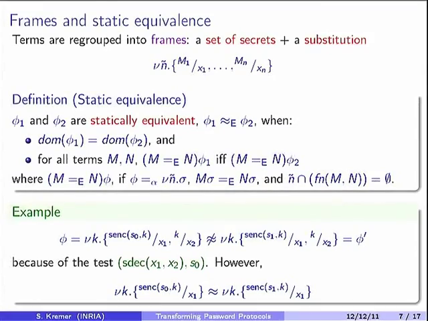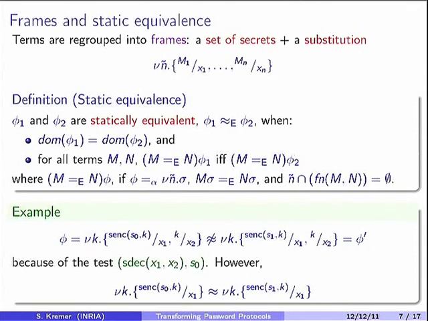So let's look at this little example here. For instance, if I'm taking the sequence where I have an encryption of s0 with a secret key k, so k here is secret, and I'm also explicitly divulging k here through x2. And on the other one, I'm having a different value s1 that is encrypted. Well, then these frames can be distinguished by an easy test: I'm just comparing the decryption of x1 with x2 with the constant s0. This test will hold on the left-hand side, but not on the right-hand side.